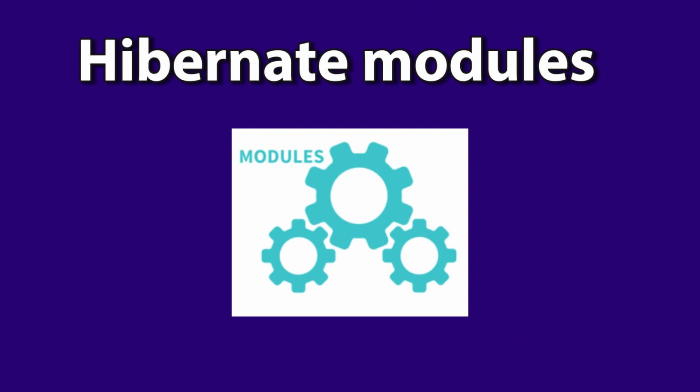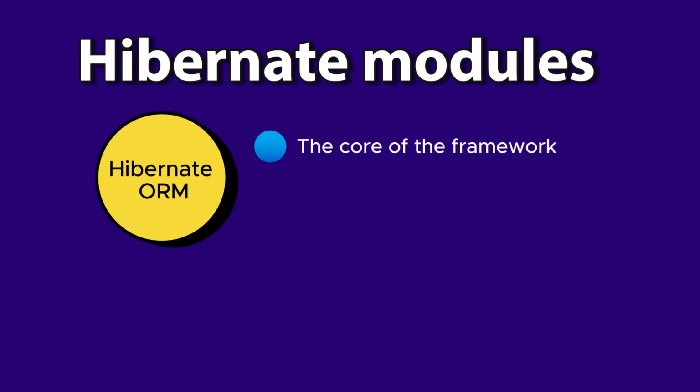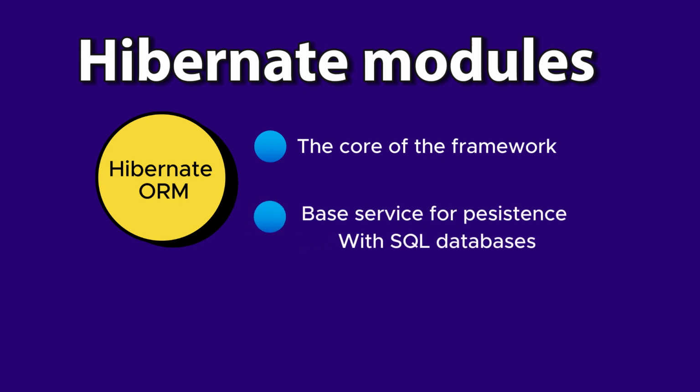Hibernate is an ambitious project that aims to provide a complete solution to the problem of managing persistent data in Java. Today, Hibernate is not only an ORM service, but also a collection of data management tools. The Hibernate project suite includes Hibernate ORM, which is the core of the framework. It also provides a base service for persistence with SQL databases. But the most interesting feature is that this particular module is framework independent. It means that we can use it on its own or in any runtime environment with all JDKs.